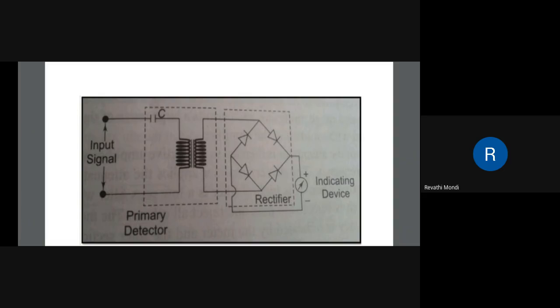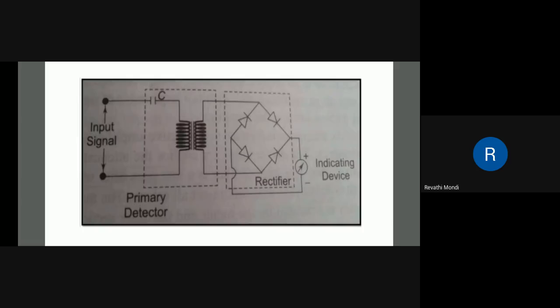So from that concept, this is the block diagram. In this block diagram, initially the input is given to the LC circuit. In the LC circuit, L is the inductor, C is the capacitor. This LC circuit acts as the primary detector. Primary detector means it detects the fixed range of frequency the user needs. After that, it is given to the rectifier. This is the 4 diodes rectifier, named the bridge rectifier.